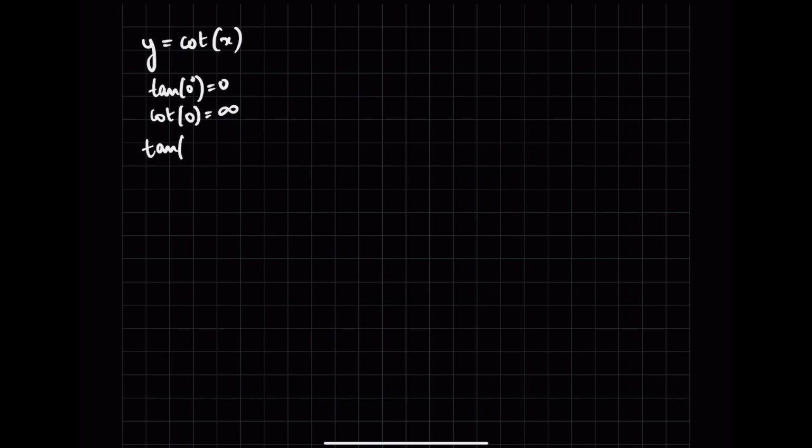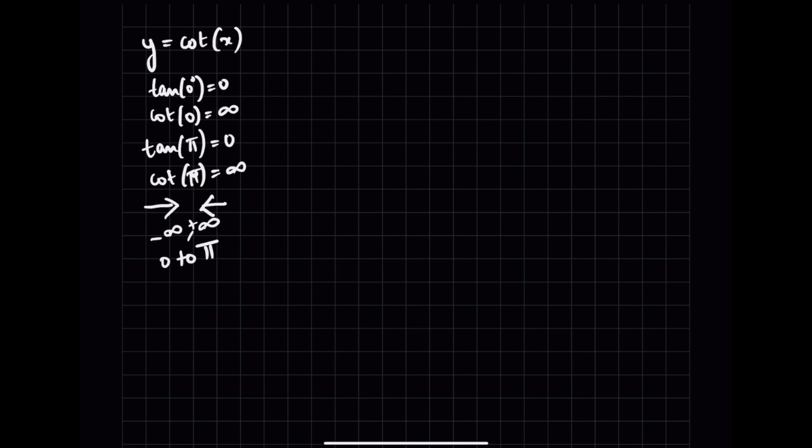Similarly, tan of pi, which is 180 degrees, is also 0, so cot of pi would be infinity. Depending on whether we are approaching from the right hand side or the left hand side, we would get minus infinity or plus infinity. So we want to understand all the cotangent values from 0 to pi.